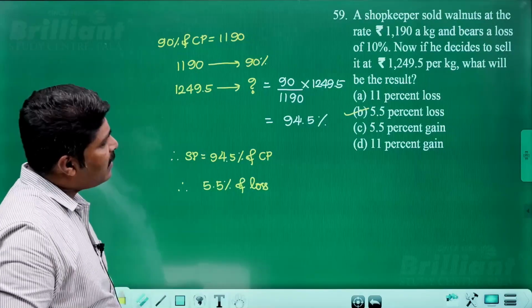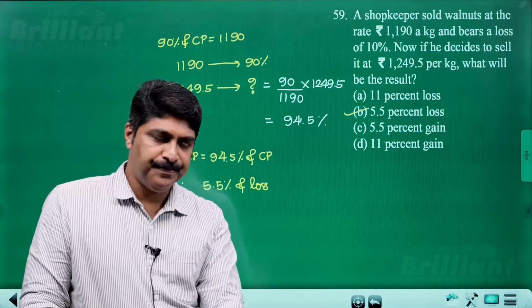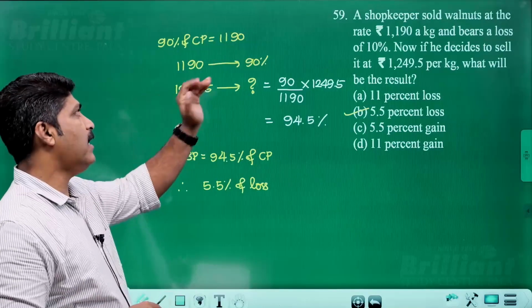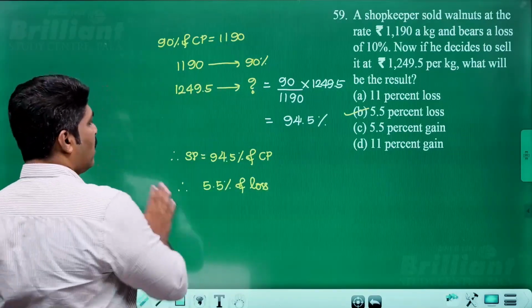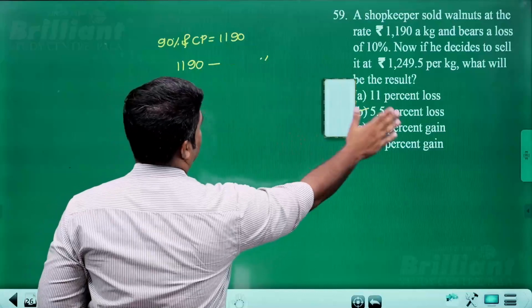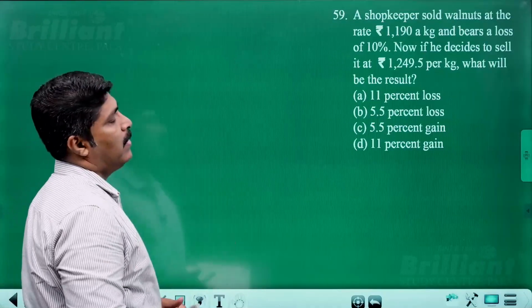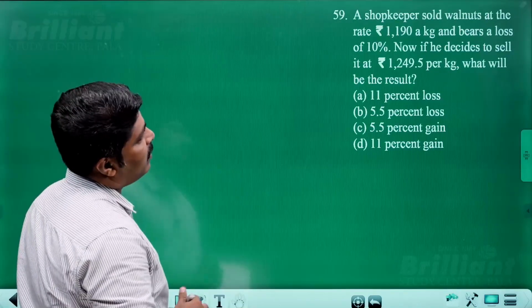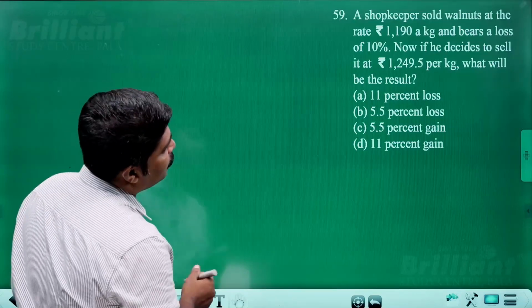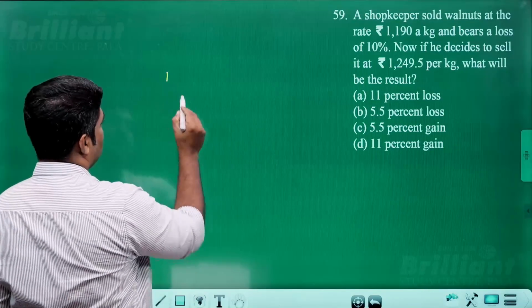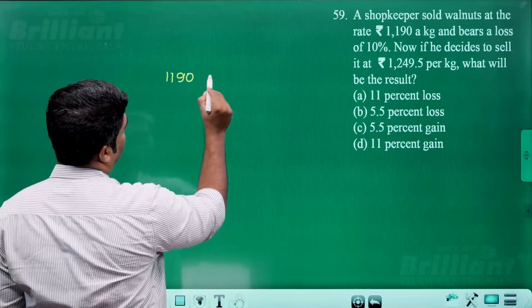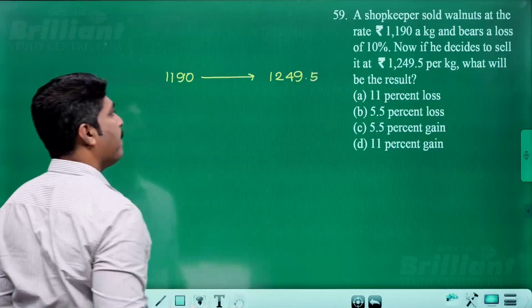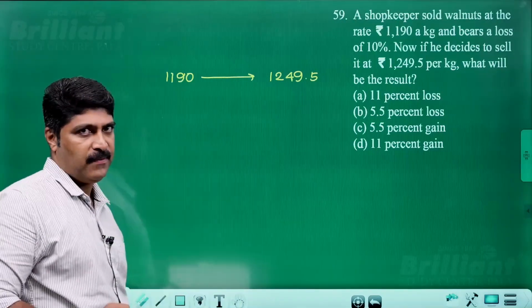Then there is another, more convenient kind of operation in such a step. So this is a basic idea. Here we connected it in the form of percentage values. But one more interesting and smart way of approach is possible in such a situation. Here we just consider the cost prices, this is 1190 and 1249.5. So what's the difference here? Like that we have to catch.